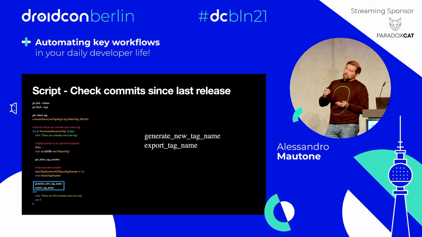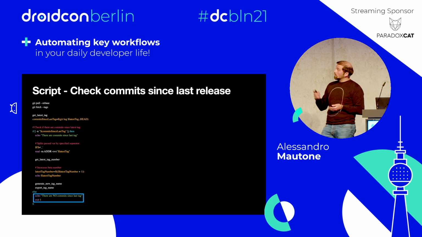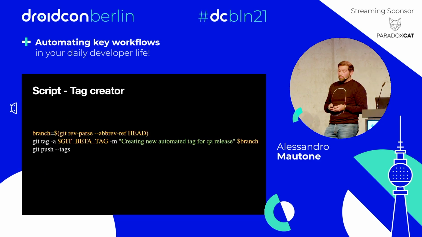We basically took the latest beta, the latest tag for the latest release. We incremented the number only if there were new commits, and then we stored that in a new variable. In case there are no commits, which is the else of the previous if we checked, we are simply making this script fail. So now we are creating this tag.